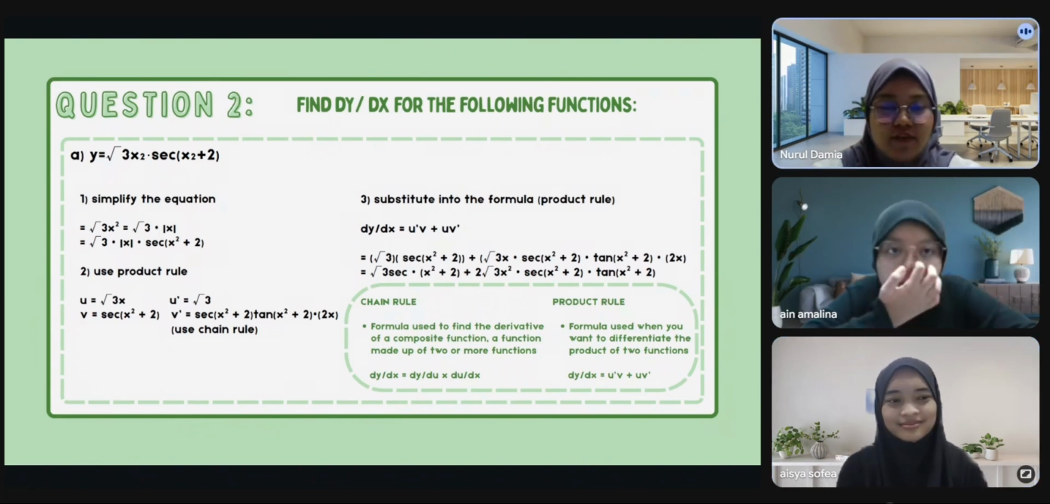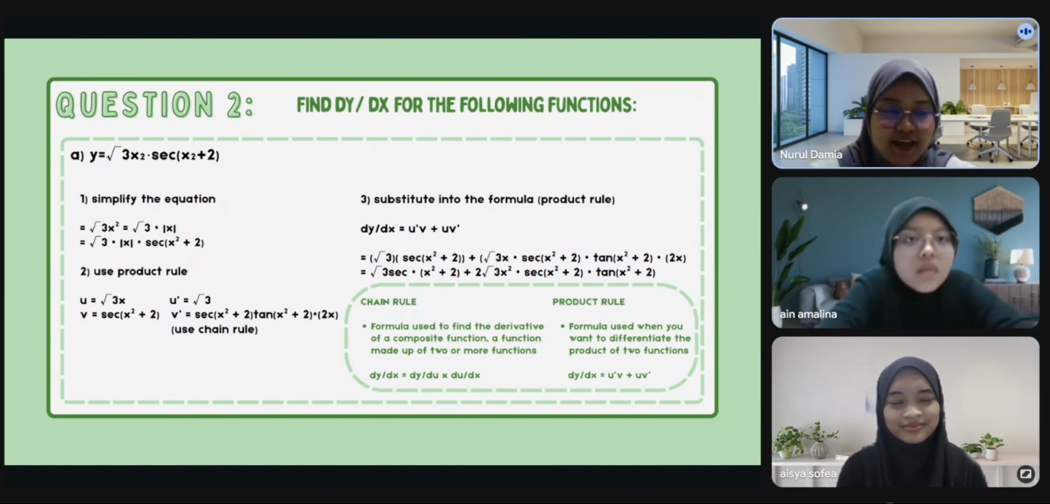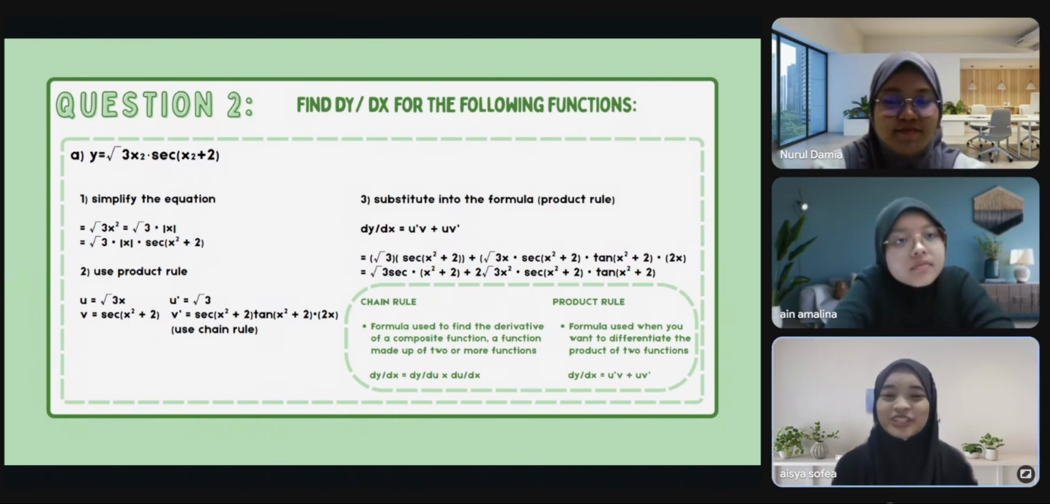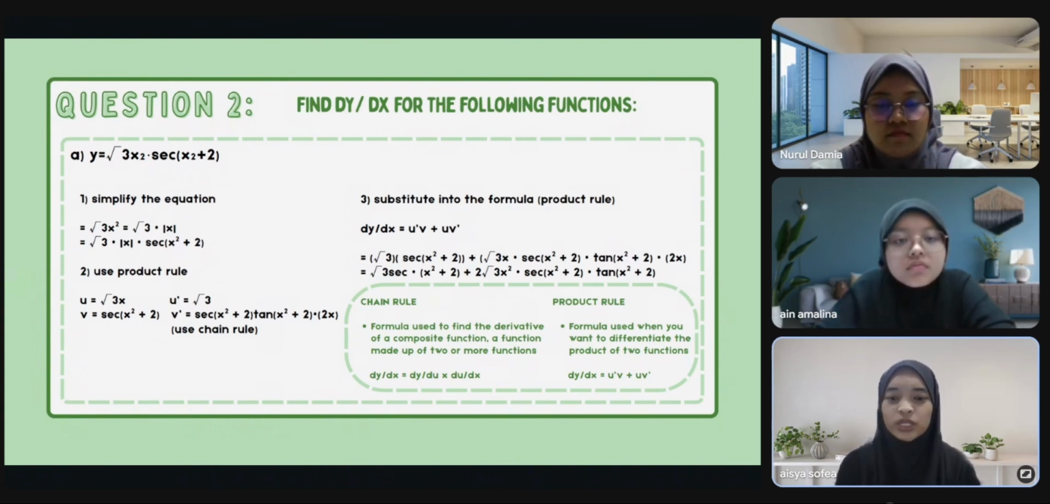So I have a question. I'm sorry for interrupting, but I don't quite understand what the chain rule is. If you could explain it to me, I would appreciate that. Okay, thank you Mia for the question. According to my understanding, the chain rule is a formula that we use to find the derivative of a composite function, a function made up of two or more functions. The formula is dy over dx equals dy over du times du over dx.